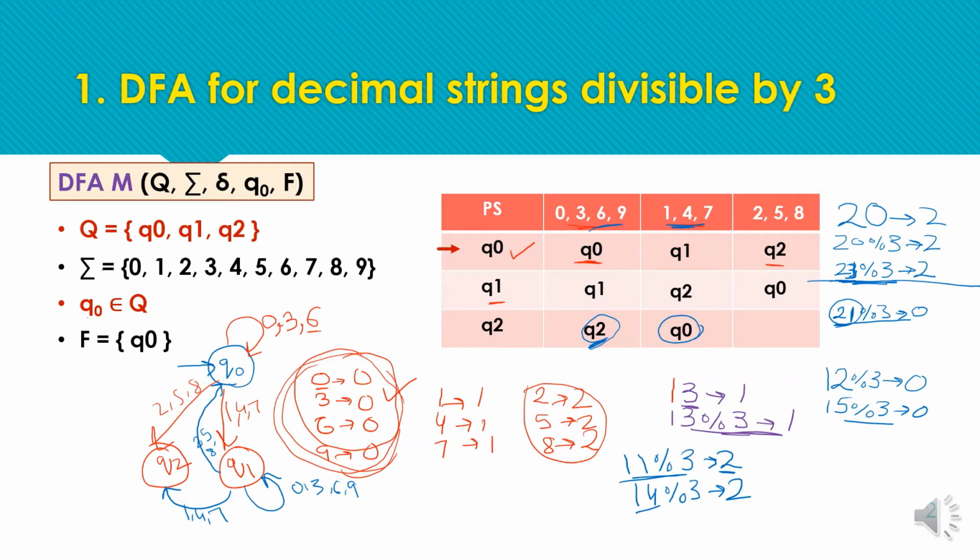Next, if we receive any of the input from the third set at Q2, take any of the input from this set. Let's take 5. We will be having remainder as 1. So we need to move to the state Q1 for the same. So this is the complete transition diagram for this problem, and once the transition table is complete, you can easily draw the transition diagram.